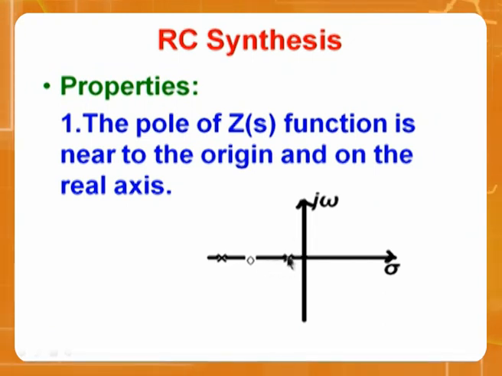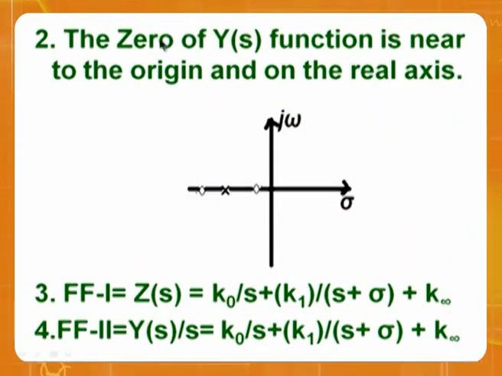Do you see this property? Poles and zeros are on the left hand side, and the nearest to the origin is a pole. Second, for Y of s, that means the reverse. When you take the reverse, it should be a zero. Foster form 1 is for Z of s: k0 by s, plus k1 by s plus sigma, plus k infinity. When it comes to Foster form 2, please remember it is Y of s by s.